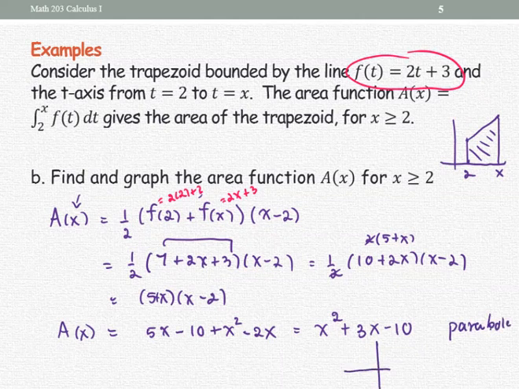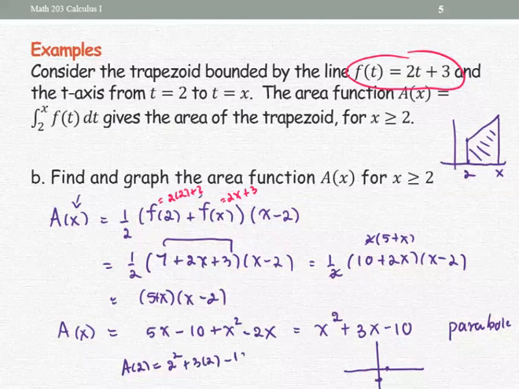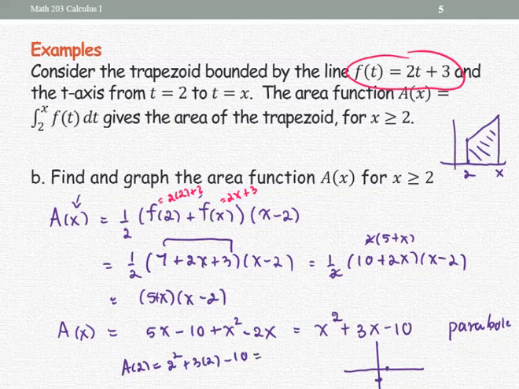Okay, for the y-intercept, where x is 0, the y-intercept is negative 10. But at 2, the area at 2, if we follow this formula, we get 2 squared plus 3 times 2 minus 10, or 4 plus 6 minus 10, and it turns out to be 0. That tells us the x-intercept is at 2. After that value, the area will become positive and it goes with the parabola graph as the area.